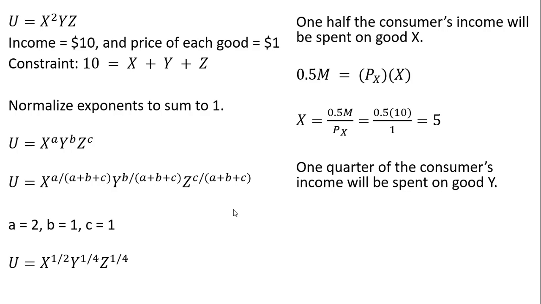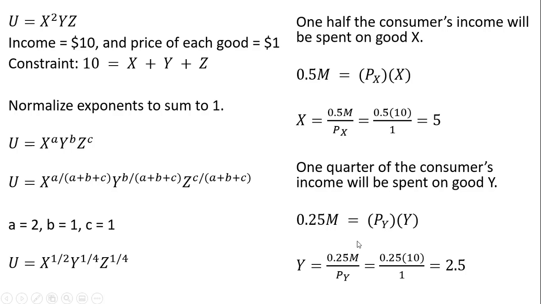As for good Y, 1/4 of the consumer's income will be spent on good Y. So 1/4 times M, 0.25 times M, will equal the total spending on good Y. Dividing through by the price of good Y, we get the ordinary demand for good Y, and now just substituting in income and the price of good Y, the consumer will buy 2.5 units of good Y.